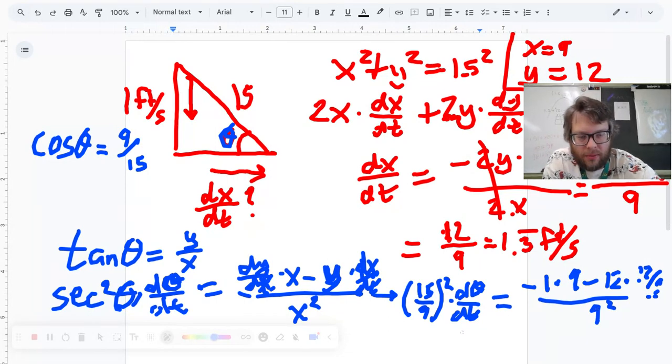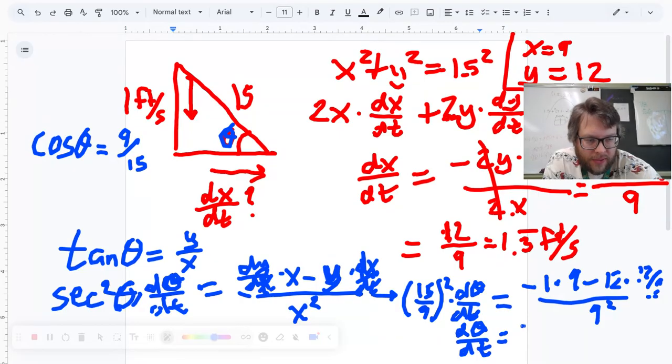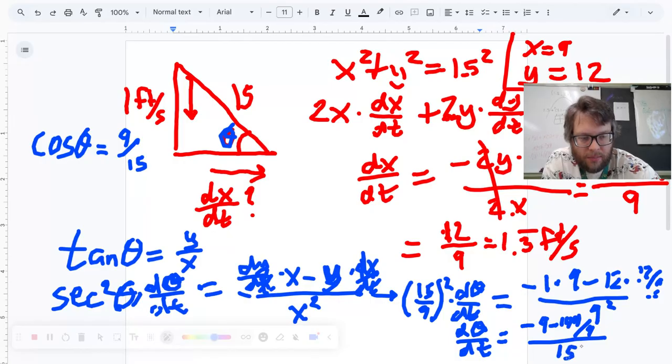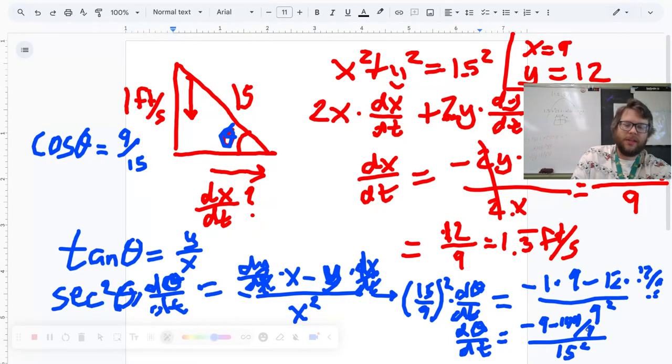Okay, after you go through all that work, you can solve for d theta/dt, and that's just going to be, let's see, negative 9 minus 12 times 12 is 144 over 9, and then divided by 15 squared. So whatever that ends up being is the rate of change of your angle. You can see it's negative because that angle is getting smaller as the ladder slides down.